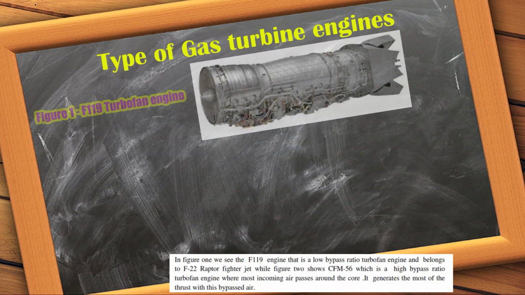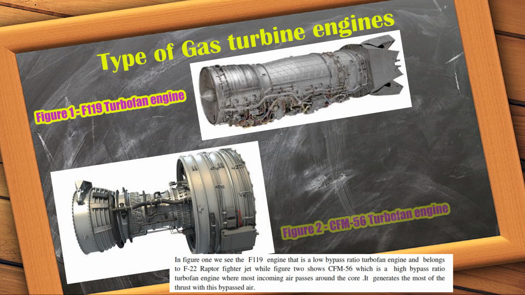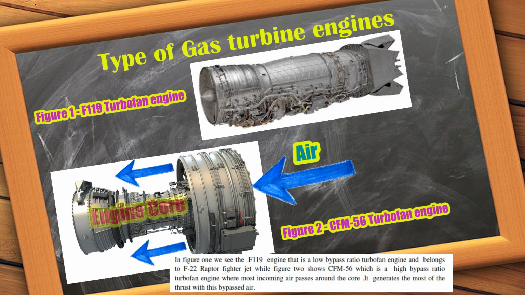In figure 1, we see the F119 engine, which is a low bypass ratio turbofan engine and belongs to the F-22 Raptor fighter jet, while figure 2 shows the CFM56, which is a high bypass ratio turbofan engine, where most incoming air passes around the core. It generates most of the thrust with this bypassed air.